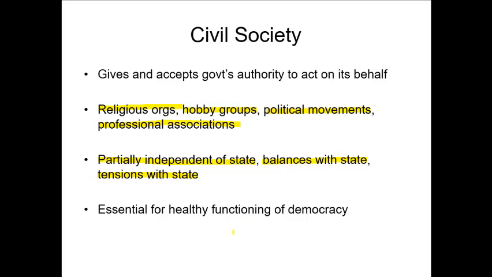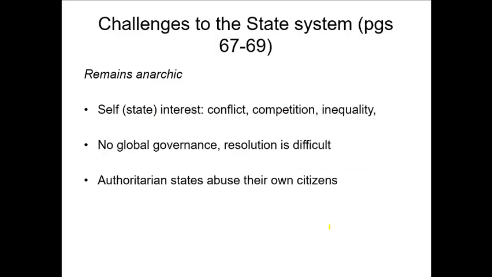That's why a lot of countries in the world are still struggling with development and stability, because of these situations where they're unable to create a stable state system that's going to allow a healthy civil society to flourish. So as we'll see, the civil society is necessary for the healthy functioning of democratic systems.